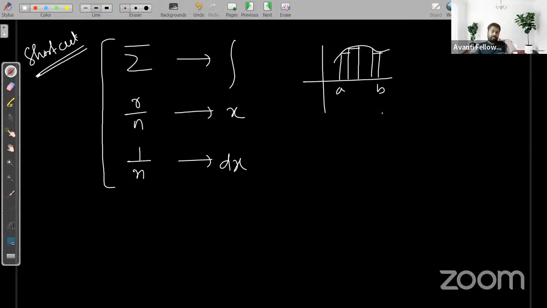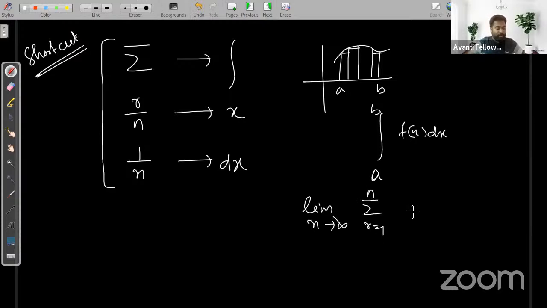So this is integration from a to b of f of x dx. This is the integration to find the area under the curve, right or not? So first, to evaluate this integral, we can use the limit of sum method, that is limit n tending to infinity, summation r equal to 1 to n, and we'll try to bring this function in the form of f of r by n into 1 by n.